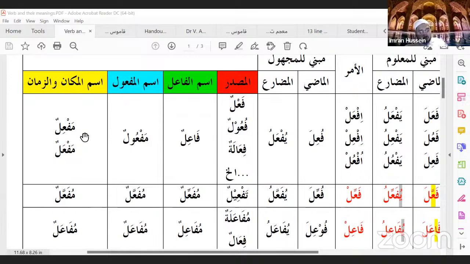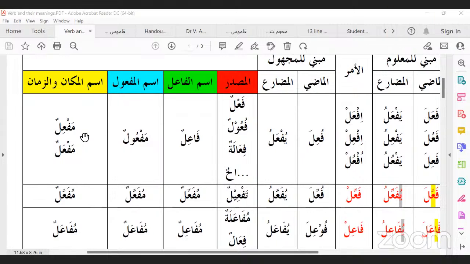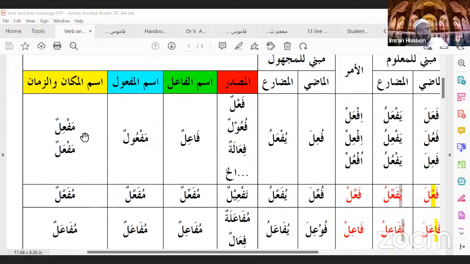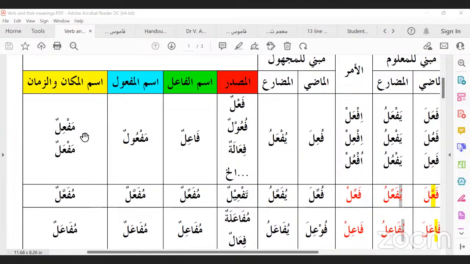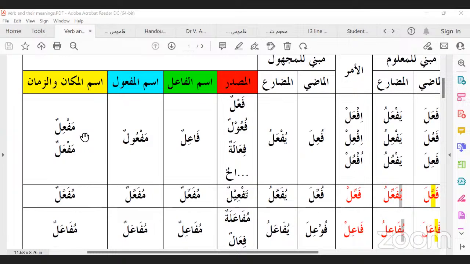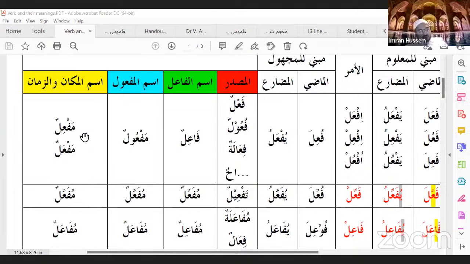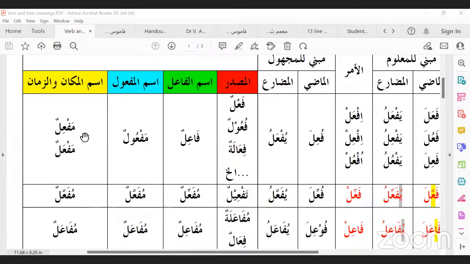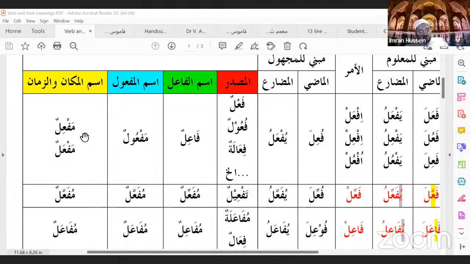So majlisun means a place where people are sitting. And the other one I'll give you as an example is madrasa, madrasatun. Is madrasatun the same pattern? Give me 1 second. Okay, so this first pattern is maf'ilun, as in majlisun and masjidun.